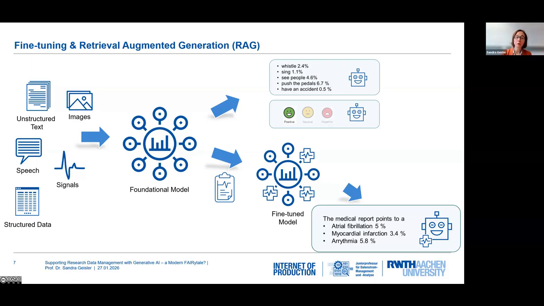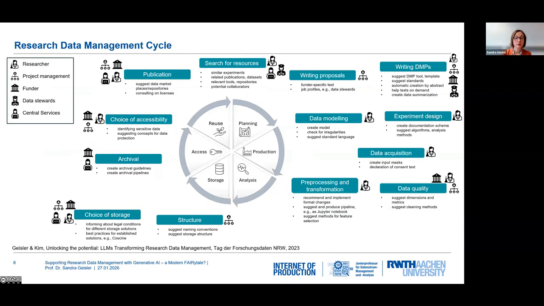Okay, so how can we now utilize generative AI and these large language models for research data management? We looked first of all at the research data management cycle, as you can see it here in the middle. These are the phases of the cycle, and we thought about what potential tasks can be supported. Something like searching for resources, but also data modeling, creating a model.